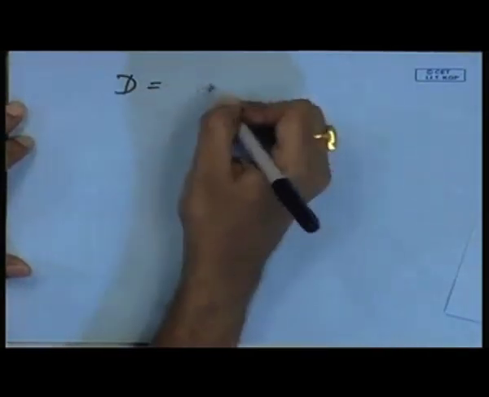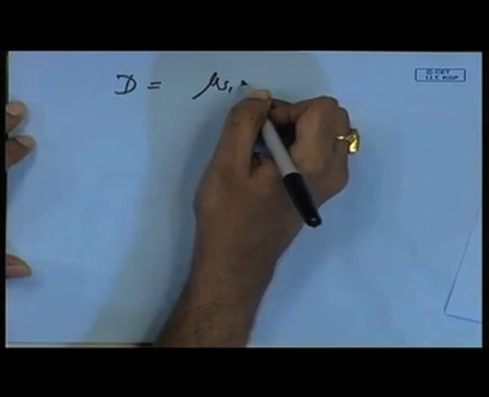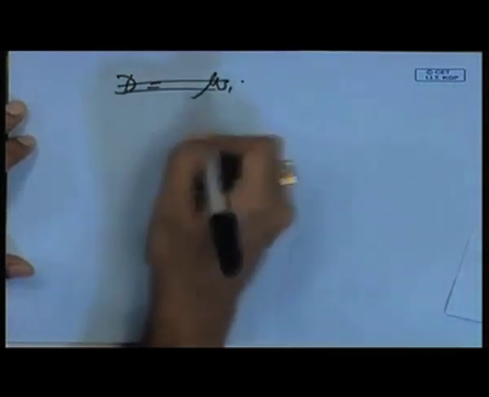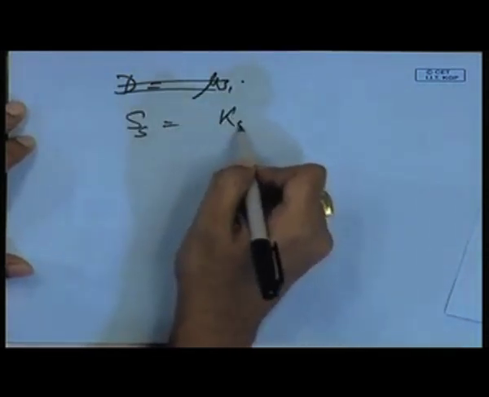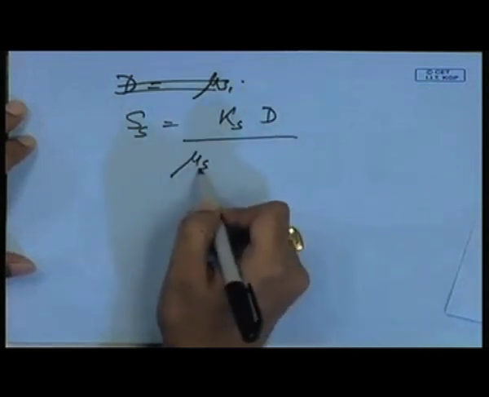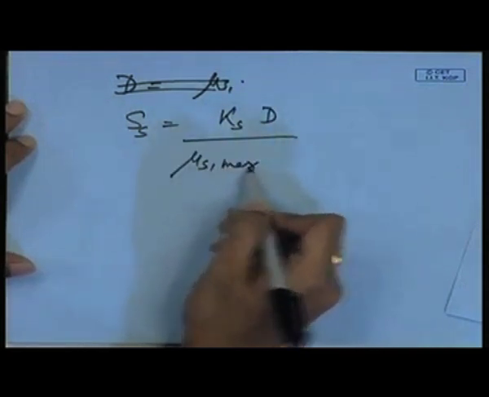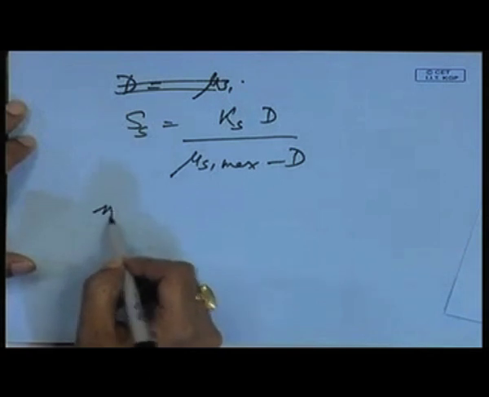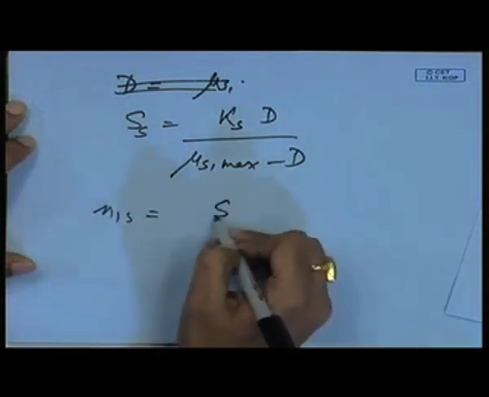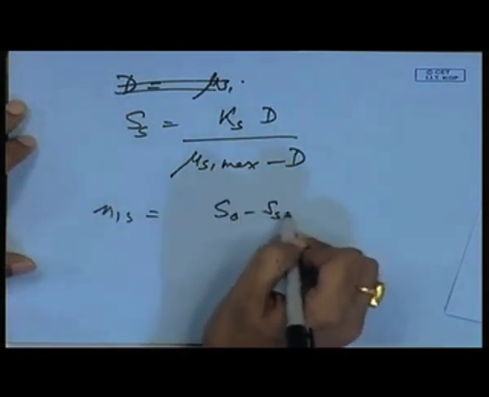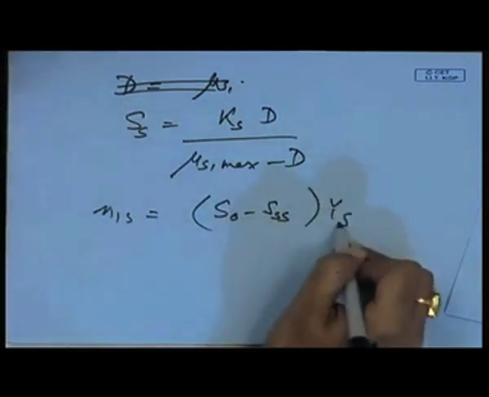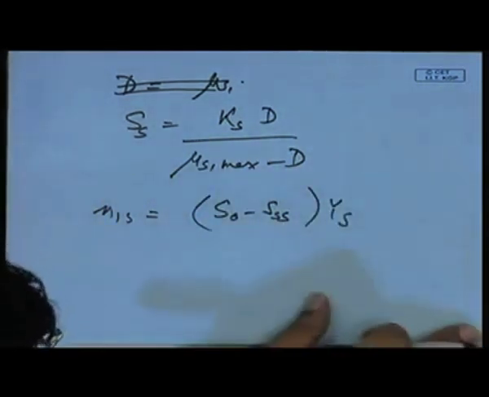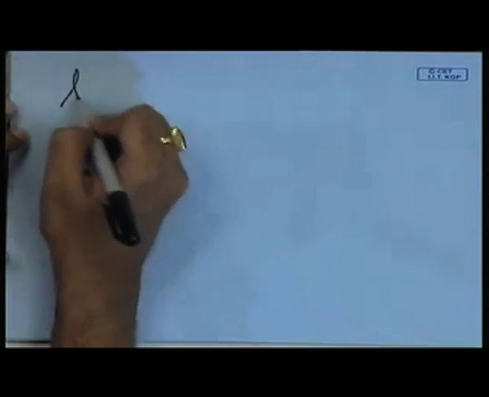So, from this you get steady state, I am still on steady state 2. So, this gives you Ss equals Ks D over mu_s max minus D, and N1s equals S naught minus Ss times Ys. And let me write steady state 3 quickly.